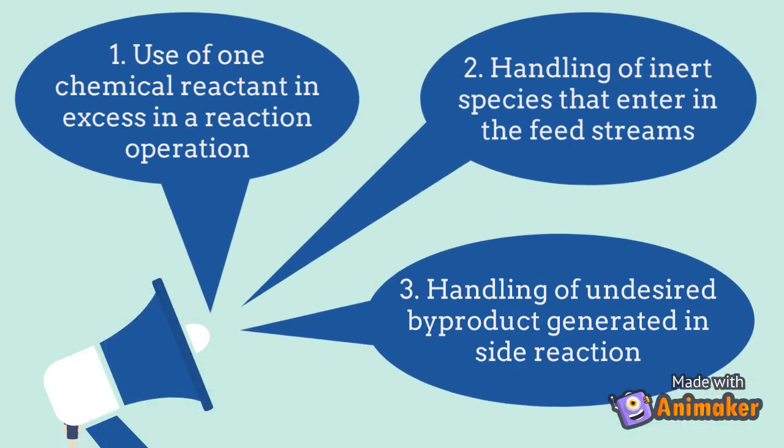In this distribution, decisions are made concerning, first, the use of one chemical reactant in excess in a reaction operation. Second, the handling of inert species that enter in the feed streams. And third, the handling of undesired byproducts generated inside the reaction.